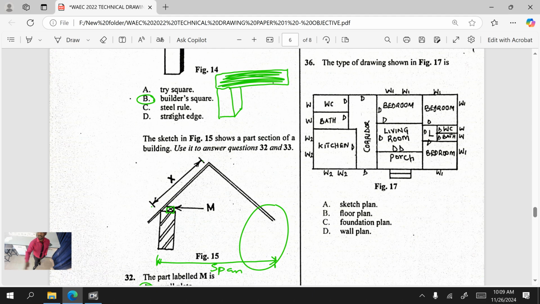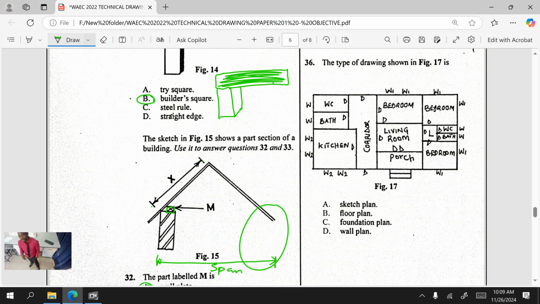The type of drawing shown in figure 17 is dash. Sketch plan, floor plan, foundation plan, wall plan. Is there anything like a wall plan and foundation plan? No. We can have a sketch plan, a floor plan, a front elevation, a sectional view, an end view, and so on. So the answer is between a sketch plan and a floor plan. If you are confused, please take note of this explanation.